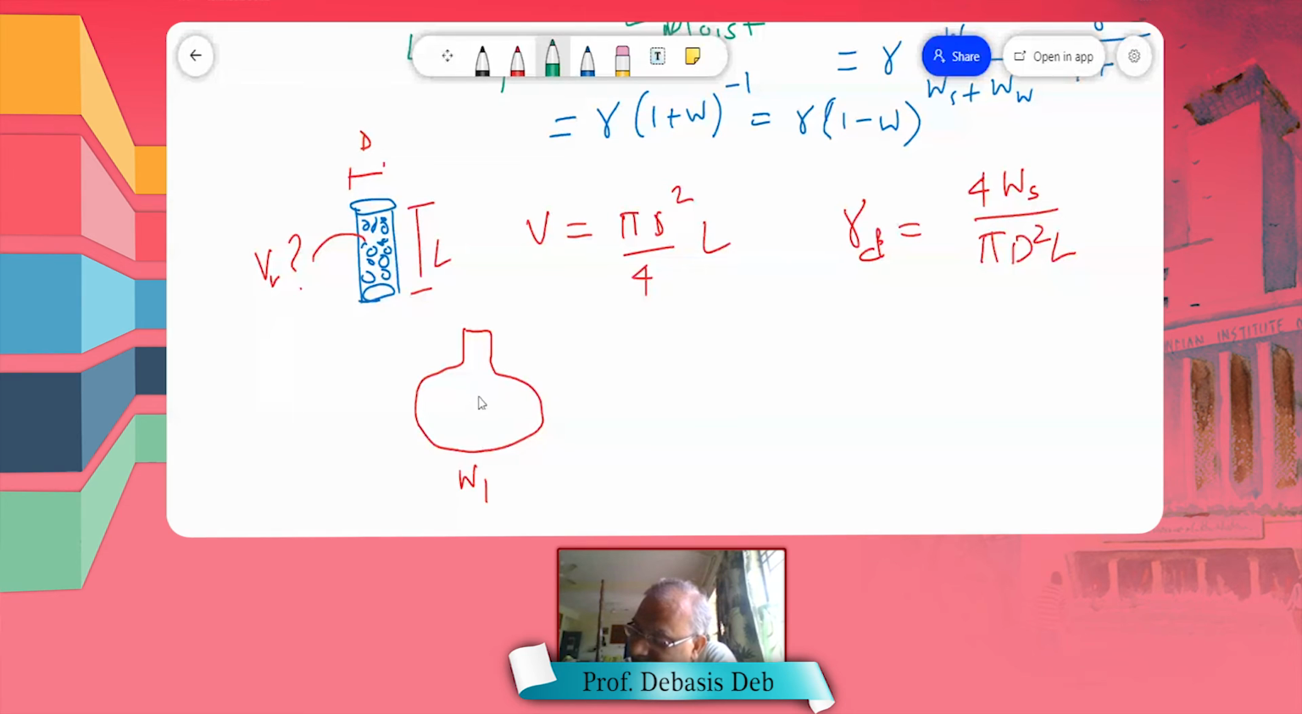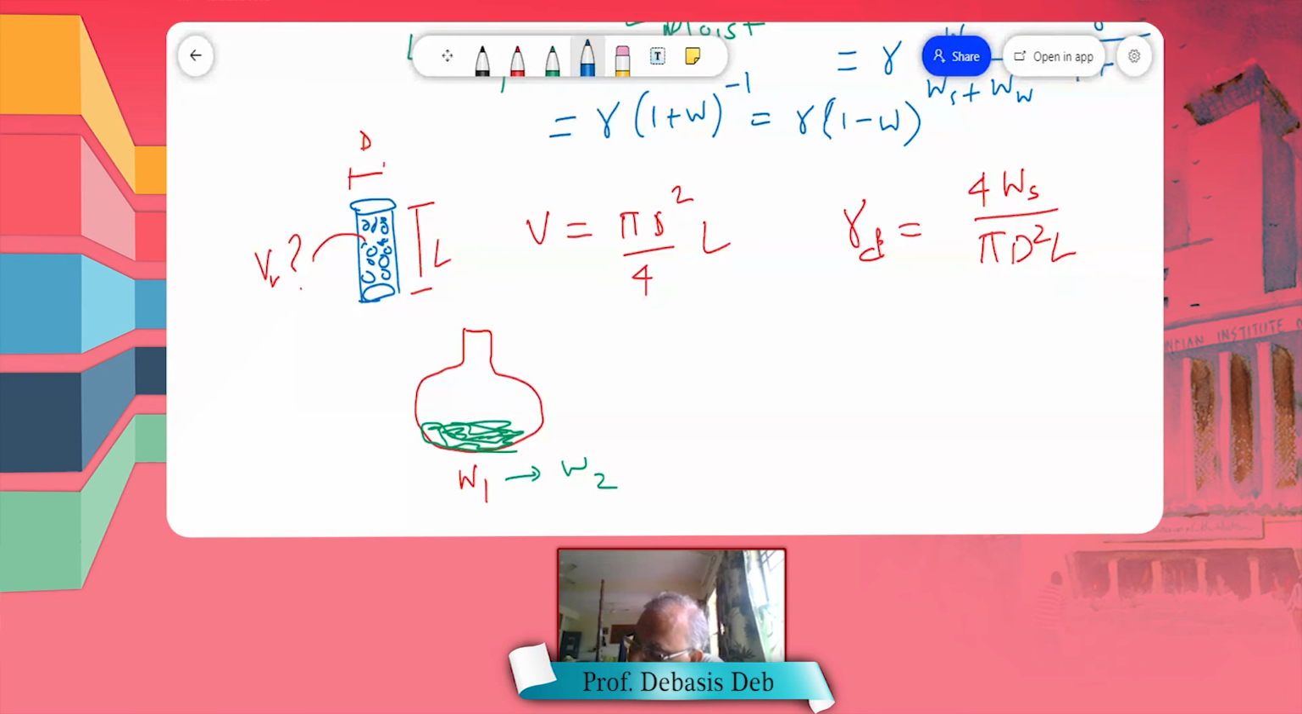Then after taking the empty weight, and we have made the powder, we pour this powder in. So this powder will be here. We pour it in and we take the weight again, and that we call W2. The W2 is the empty bottle plus the sample.